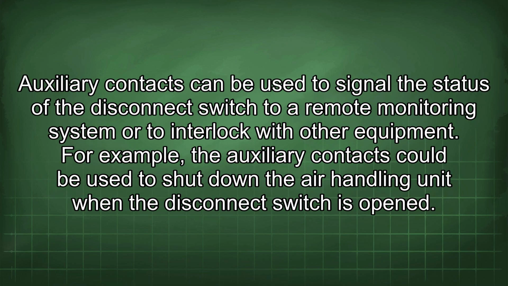Sixthly, consider the use of a disconnect switch with auxiliary contacts. Auxiliary contacts can be used to signal the status of the disconnect switch to a remote monitoring system or to interlock with other equipment. For example, the auxiliary contacts could be used to shut down the air handling unit when the disconnect switch is opened.